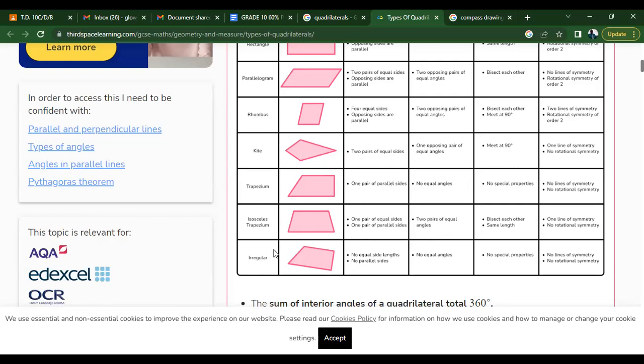Then you have an irregular quadrilateral, which has no equal side lengths, no parallel sides, and no equal angles.